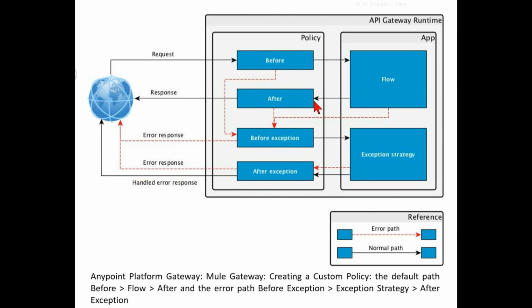Here the before exception and after exception are in the policy, and flow and exception strategy are in the app. Policy and app are in the API gateway runtime.